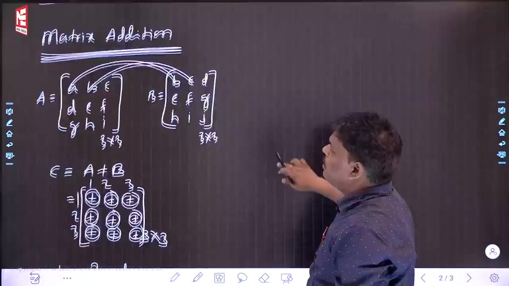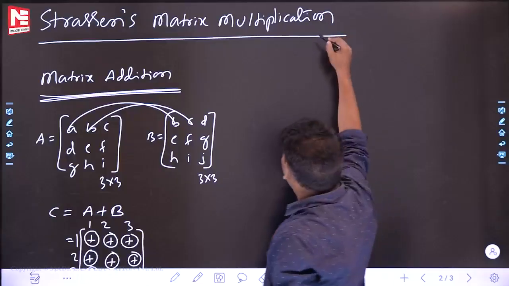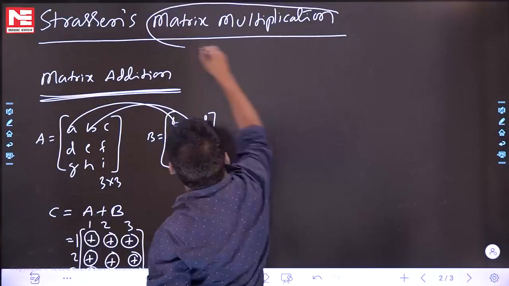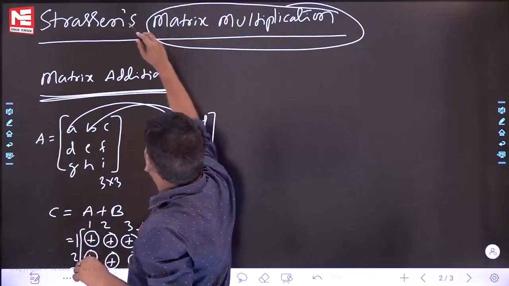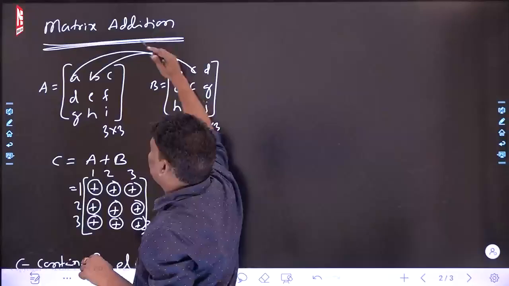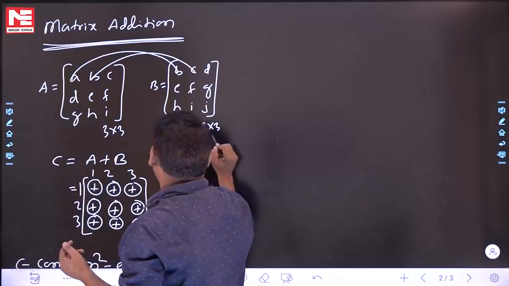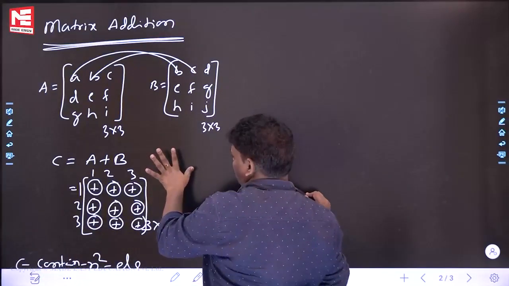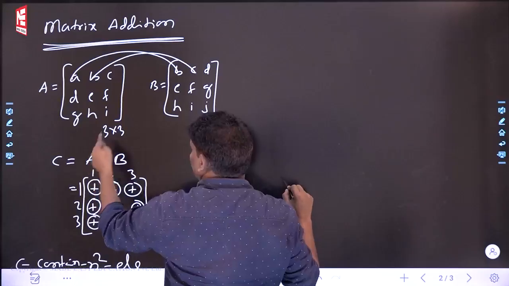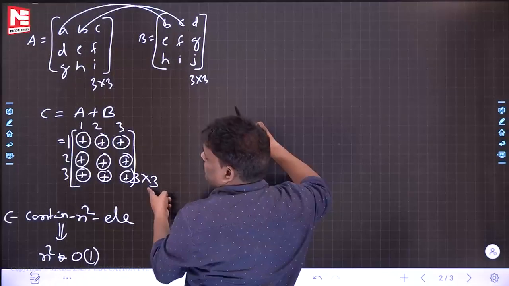See this one. Our goal is going to be Strassen's matrix multiplication. Means our actual goal is matrix multiplication. But if I want to explain the total story, matrix addition is required first. So I have written a matrix addition. Two matrices I took, A and B, A of size 3 by 3, B also of size 3 by 3. Now C is equal to A plus B is my goal. If A and B are 3 by 3, C also contains 3 by 3.